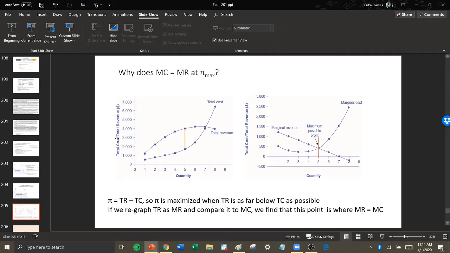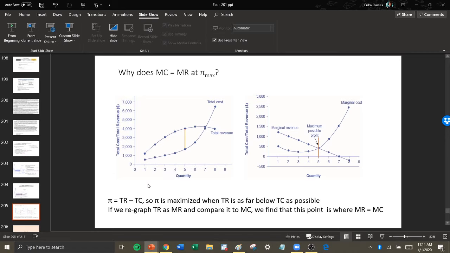Okay. Why does marginal cost equal marginal revenue at the point where we're maximizing profit? This is something we've just been memorizing this whole time, but let's talk about the intuition behind it. Here we have some total curves. This is our total cost curve, and this is our total revenue curve. The total amount we are bringing in as we produce more and more quantity, and the total cost of production as our quantity increases.